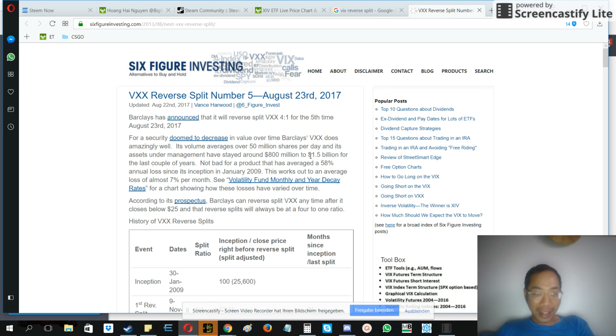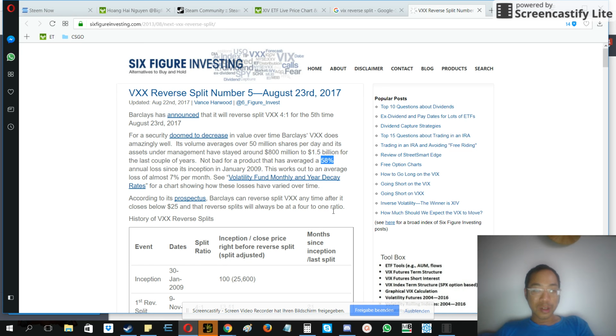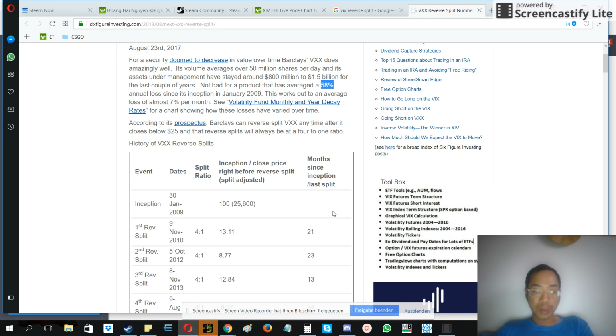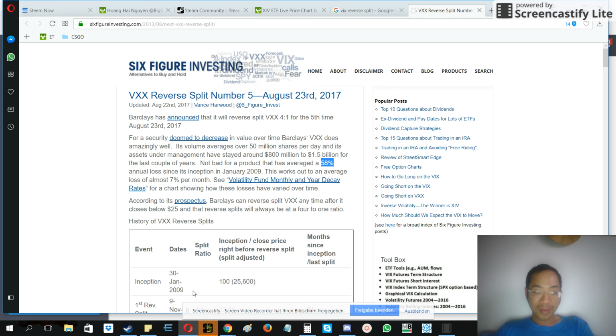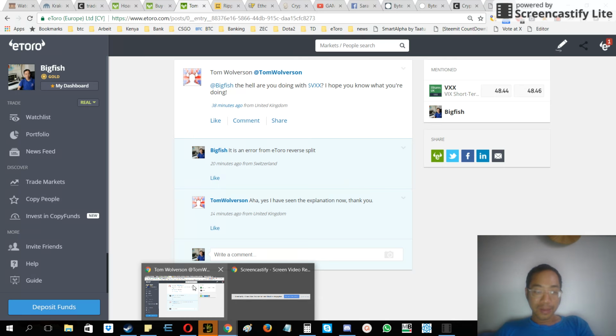So actually I like trading the product, because if you short it you actually make money. The reverse split will just be readjusted. Let's see if I can find something else.